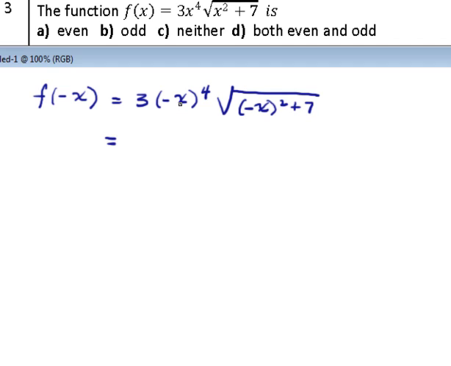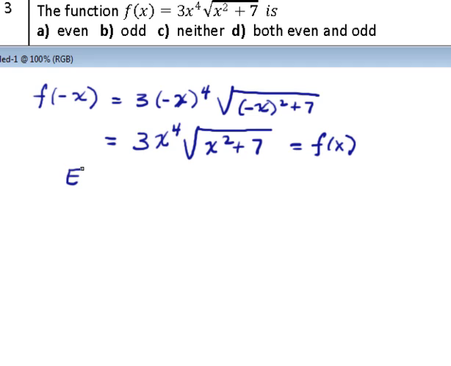Okay, so here, because of this even exponent, minus x to the fourth is the same as x to the fourth. And here also, because of the even exponent of 2, minus x squared, that's the same as x squared. So we see that f of minus x is exactly the same as f of x. So in number 3, our function is even.